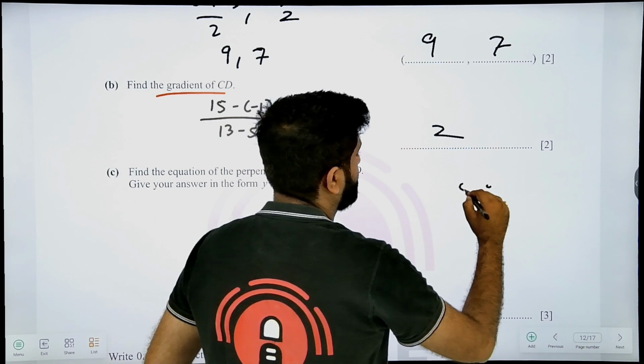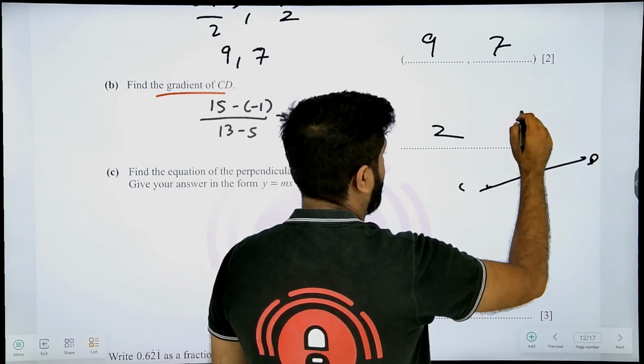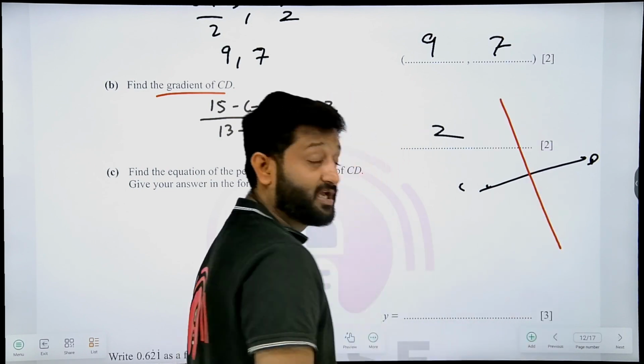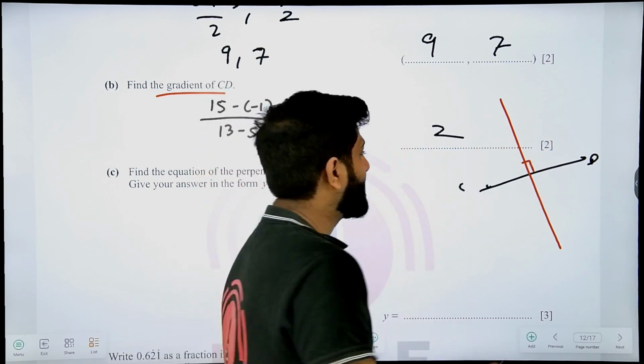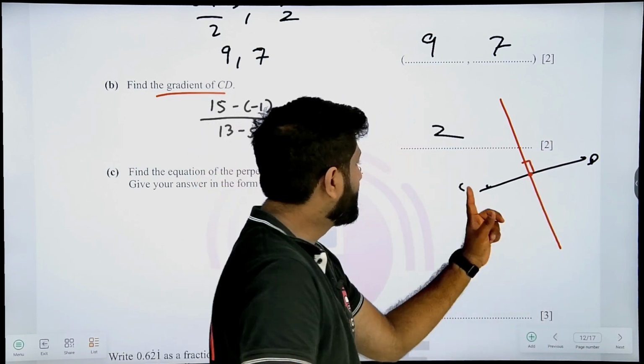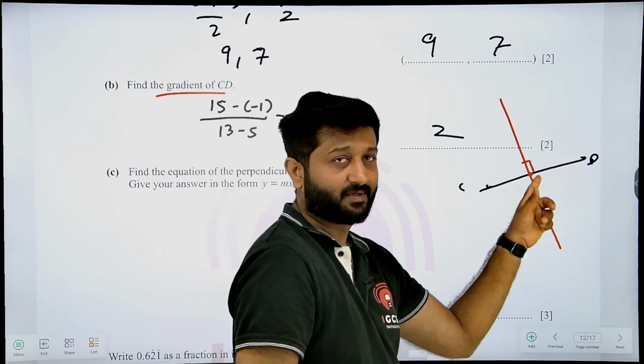Which means, let's say this is my C, this is my D. I have to find the equation of the perpendicular bisector, which means the equation of a line which is perpendicular to this line and passes through the midpoint of this line, right?